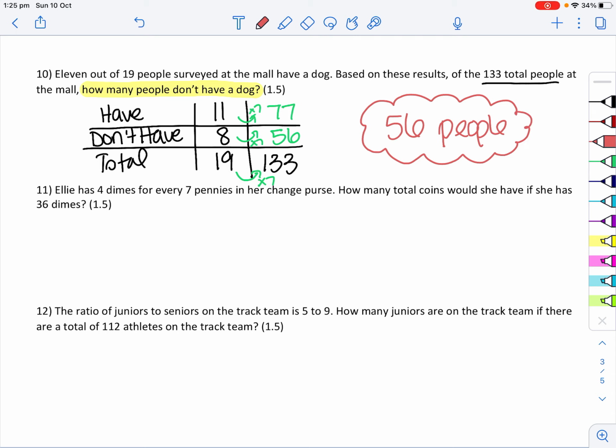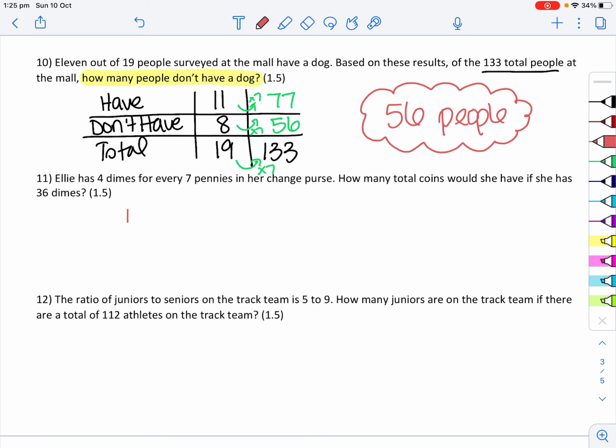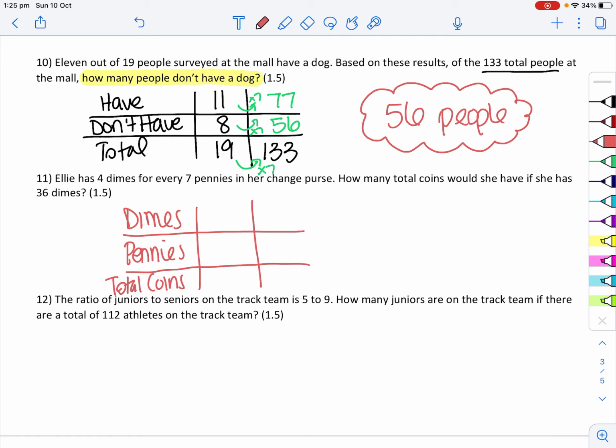Number 11 says, Ellie has 4 dimes for every 7 pennies in her change purse. So I've got dimes, pennies, and total coins. How many coins will she have in her purse if she has 36 dimes?